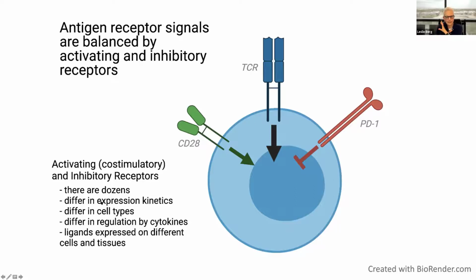And they're expressed with different kinetics in T cells. They're expressed on different types of T cells and B cells. They differ in whether they're upregulated by different cytokines or growth factors in response to something happening in the environment. And importantly, the ligands for these receptors are expressed on different cell types. So the receptors, both the co-stimulatory and the inhibitory receptors, are not interchangeable. So they're going to be engaged and therefore induce signaling in different contexts and different tissues.